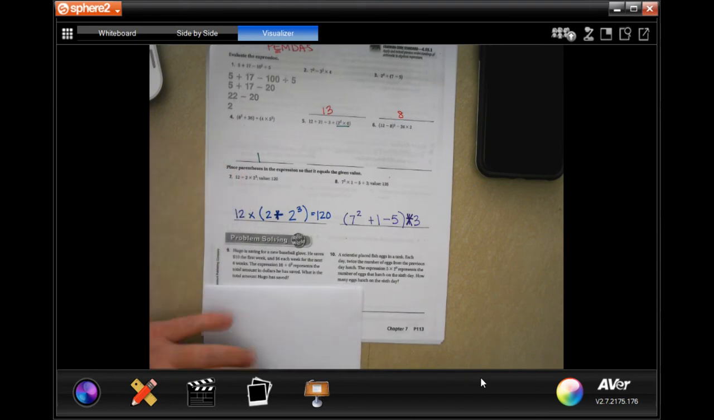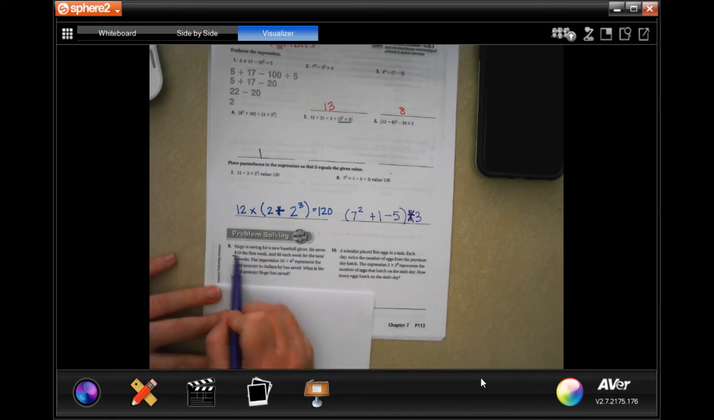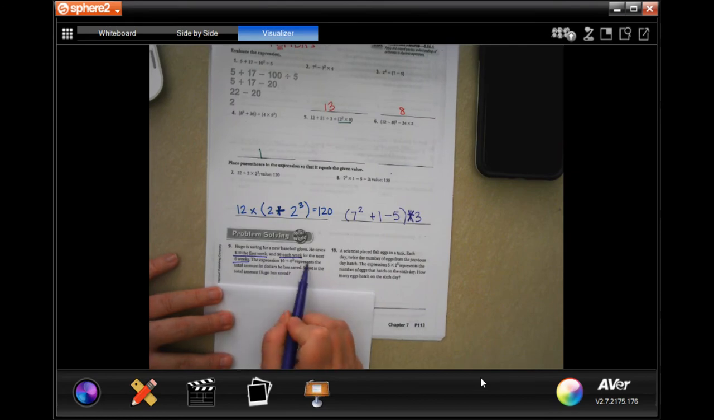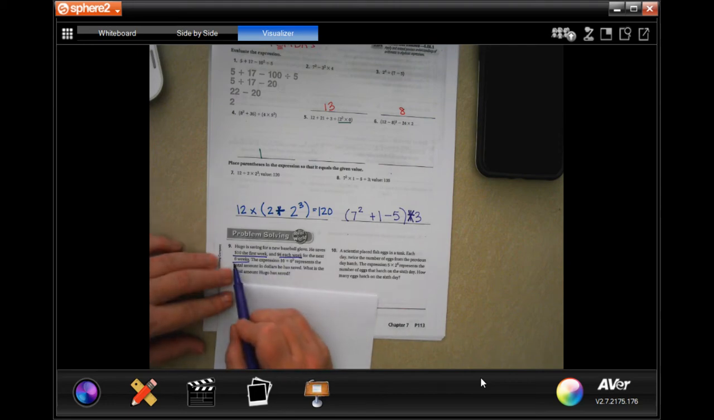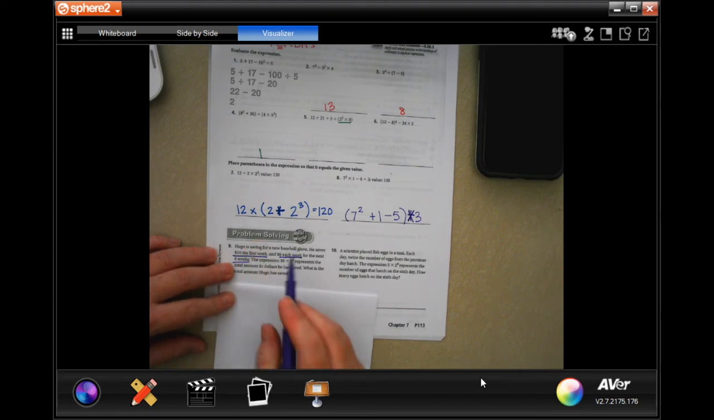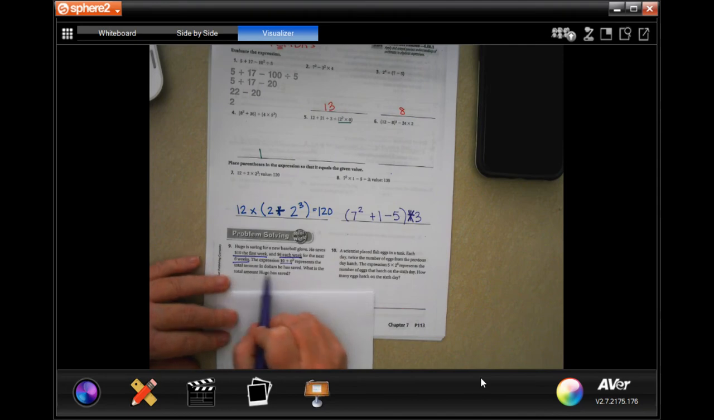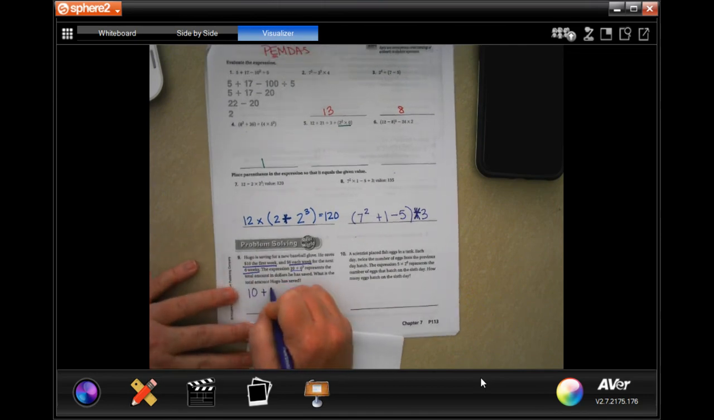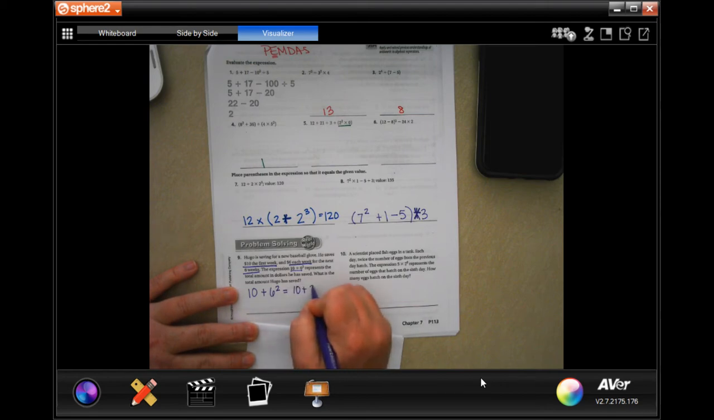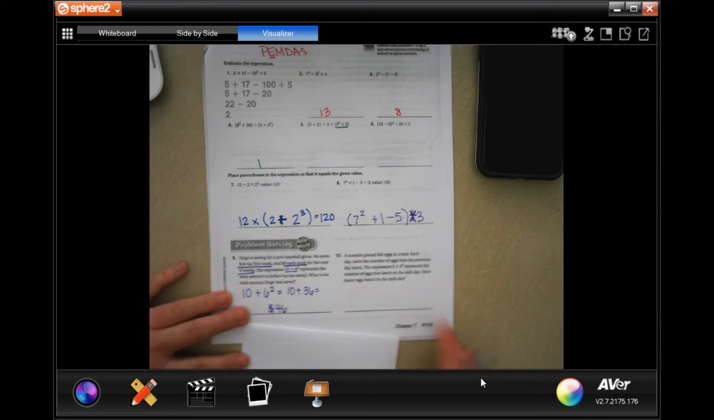Okay. Number 9. Now that you've got 7 and 8 out of the way. Number 9 says, Hugo is saving for a new baseball glove. He saves $10 the first week and $6 each week for the next 6 weeks. The expression 10, which is how much he had the first week, and 6 for the next 6 weeks. So 10 plus 6 to the second represents the total amount of dollars he saved, because it's $6 for 6 weeks. That's two sixes, guys, okay? What's the total amount he saved? So doing 10 plus 6 to the second equals 10 plus 36 equals $46. Okay? All right.